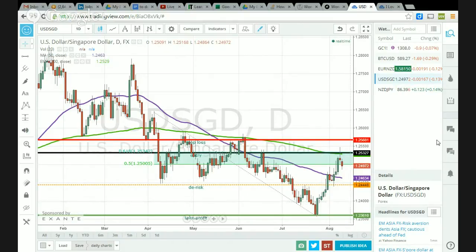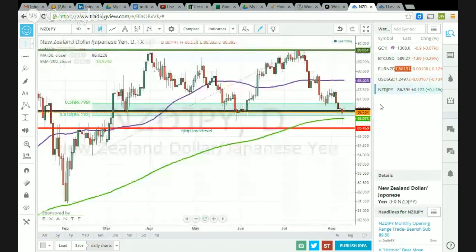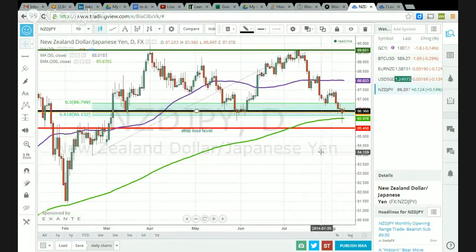A new order that I put on today is Kiwi Yen. I'm going long Kiwi Yen, and similar idea here. We have a really long wick pattern here. I'm going long at 86.35. No, I'm sorry, that's incorrect. 86.30. Yes, I'm going long at 86.30. My stop is at 85.45. So I'm risking 85 pips there, and really this is another case of a bullish checkmate here.